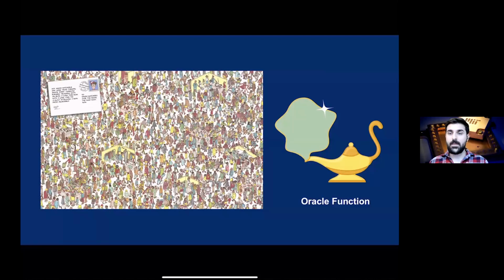Now, using this magic genie combined with quantum resources, which again we'll see how, we can actually do this process much more efficiently. So we have this oracle function. We do one iteration of Grover's search.